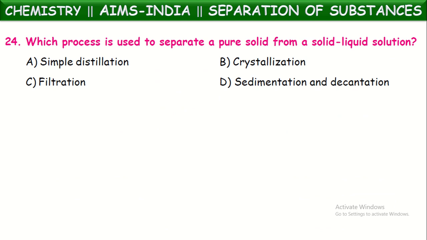Next question. Which process is used to separate a pure solid from a solid liquid solution? For the separation of a pure solid from a solid liquid solution, we can use distillation, crystallization, filtration, sedimentation, decantation. Out of these, the better one is simple distillation, because they have mentioned a solid and liquid homogeneous mixture.